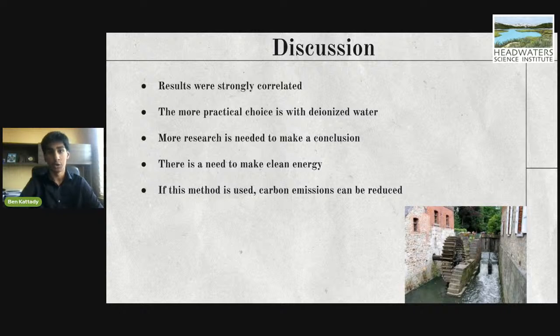However, based on our test, the more practical choice is deionized water. The reason for this is it's not inconsistent at all. If we're planning to use this in real life, then consistency would be a high priority. However, since a limited number of tests were done and we only got a limited amount of time in microgravity, more research is needed to make a conclusion. In society today, there's a very big need to make clean energy. If this method is used, carbon emissions can be reduced significantly.